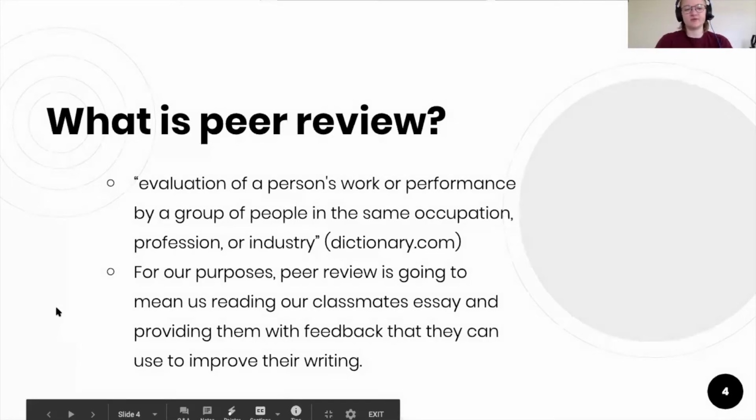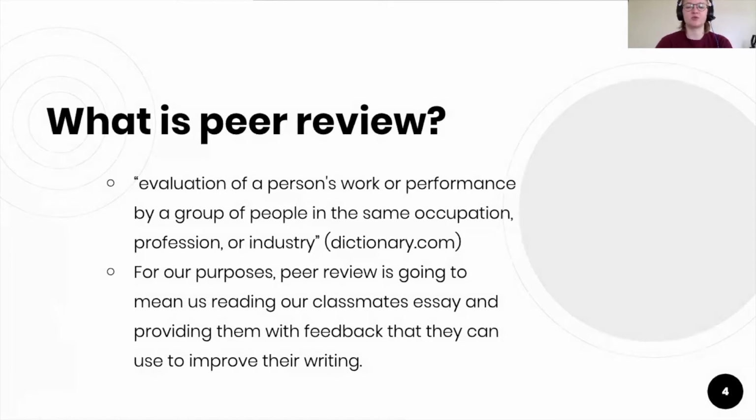So what is peer review? In the broad sense, peer review is the evaluation of a person's work or performance by a group of people in the same occupation, profession, or industry. For example, if you've had to write a research paper, you might recall having to find peer-reviewed academic articles about your topic. What that means is, just like this quote is saying, those articles you find have been evaluated by multiple people within that subject matter, basically to check for accuracy and professionalism and things like that.